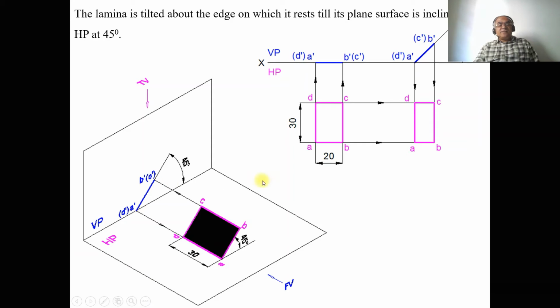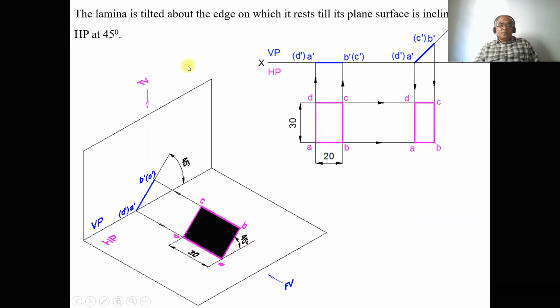When the entire surface is rotated by an angle of 45 degrees, in the front view you are going to get a line, which is b dash c dash, and this is a dash d dash. This is a surface which is inclined to HP, but still that surface is 90 degrees with respect to the vertical plane. Therefore, you are getting a line in the vertical plane.